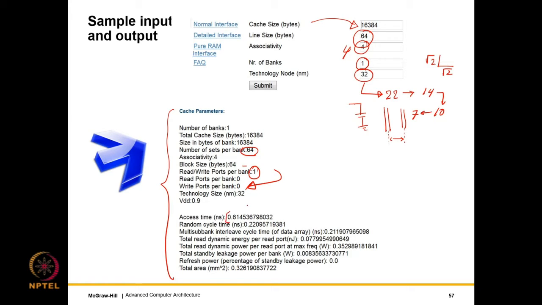The most important output is the access time, which is 0.61 nanoseconds. And then a couple more energy and power and area statistics. So the area is 0.326 mm square.